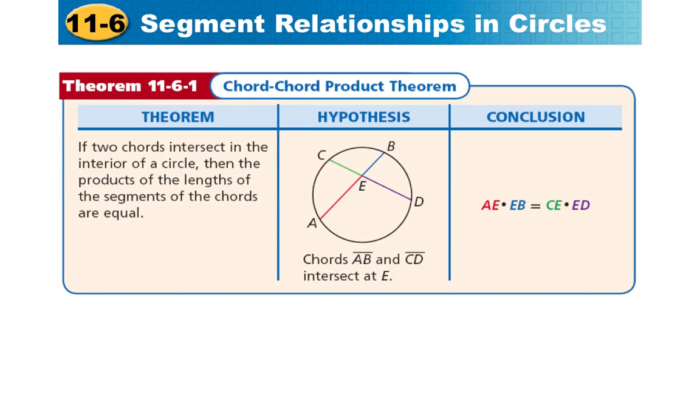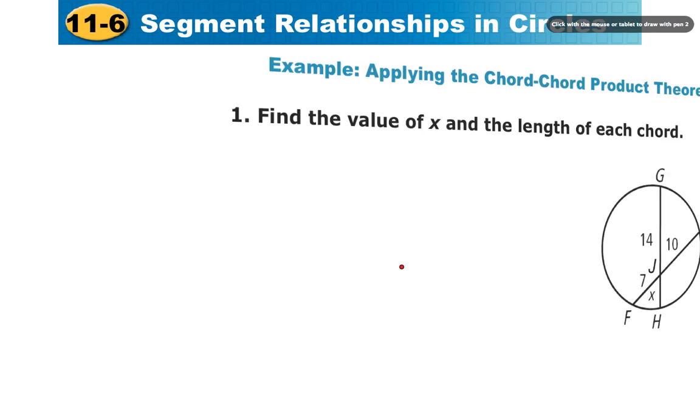Theorem 11.6.1 says this is the chord product theorem. It says if two chords intersect in the interior of the circle, then the product of the lengths of the segments of the chords are equal. This is what they're talking about. If you take this length times this length, it should equal this length times this length. That's what they're highlighting here. This is theorem 1. Let's apply this.